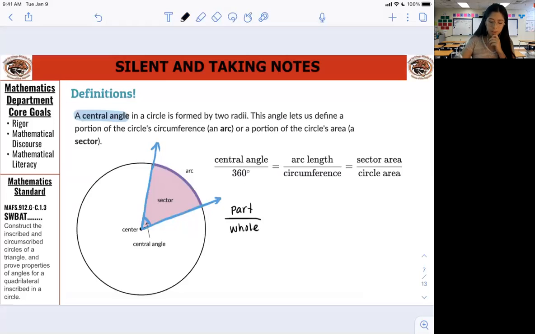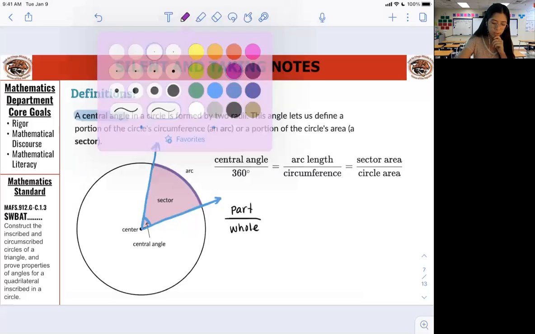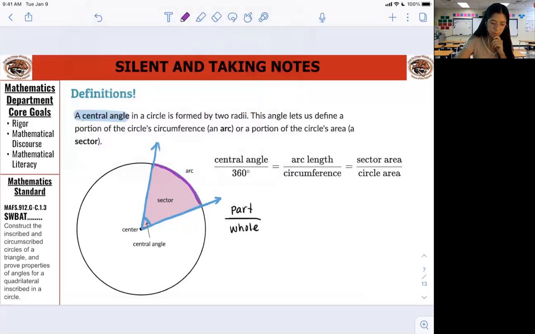What about the arc length? We know that the arc length is just one slice, one part. But if you go all the way around, what's that called? The circumference. So again, over here, we have part of the circle over the whole circle. And then finally, the sector area, so the slice that you took out of the circle over the whole circle. One more time, we have a part over the whole thing.